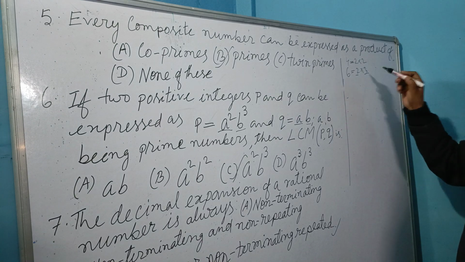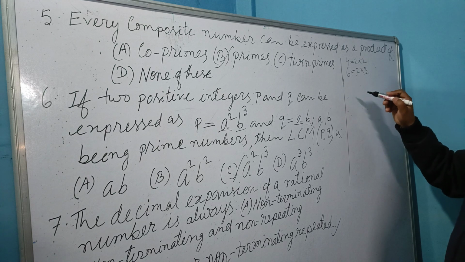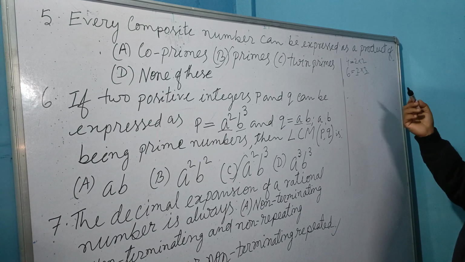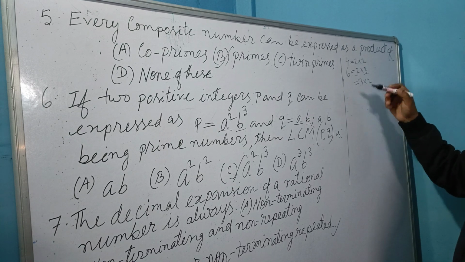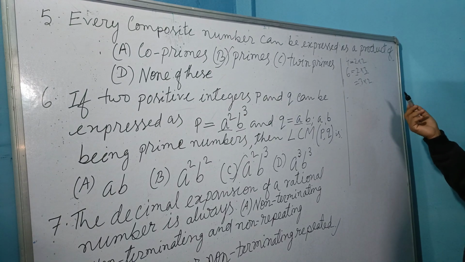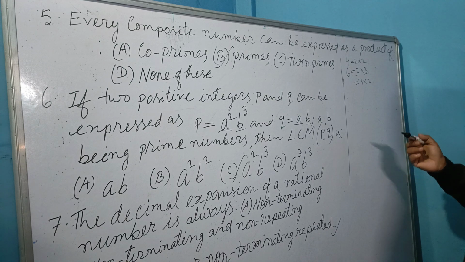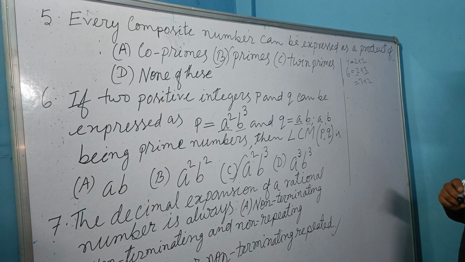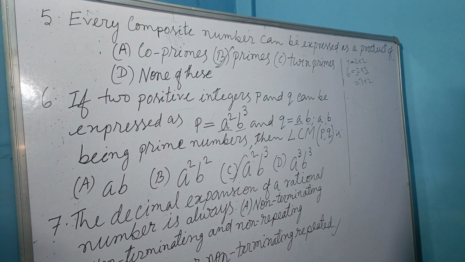That means this factorization is unique, but the order may be different. Clear? So we can write 2 into 3 or 3 into 2. So the order varies, depending on the number. Anyway, from the fundamental theorem of arithmetic we have learned that every composite number can be factorized as a product of its primes. So this option will be your answer, primes.